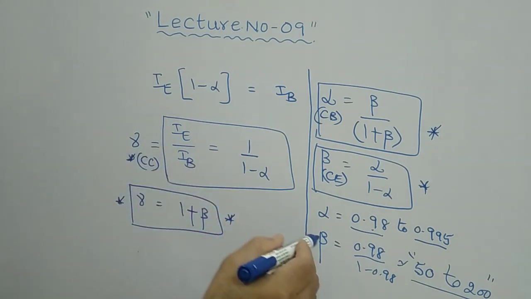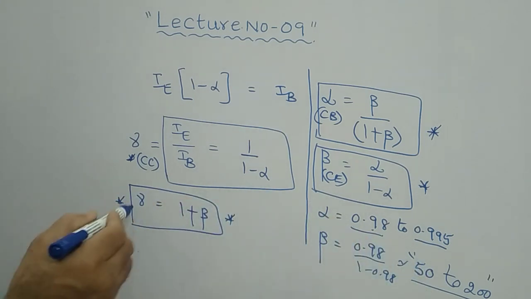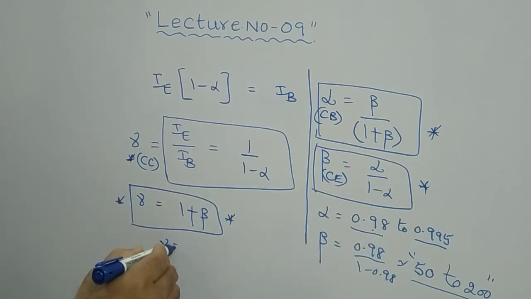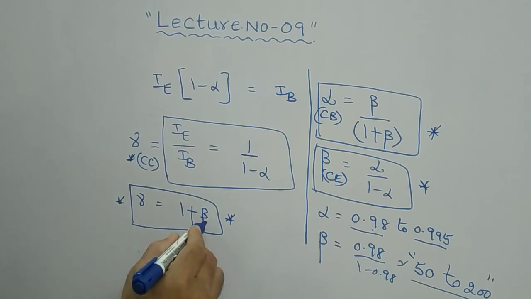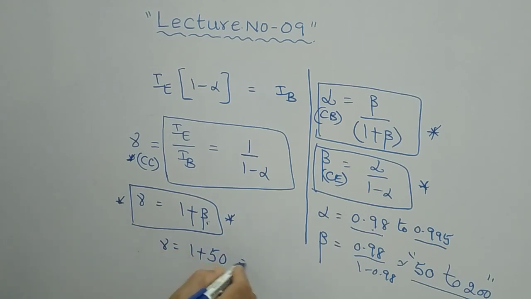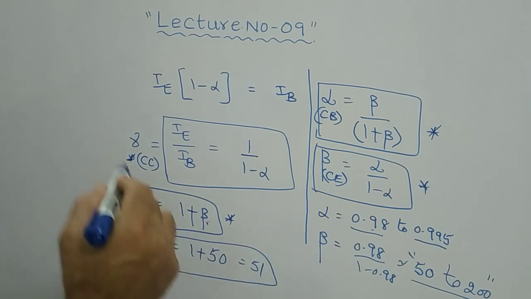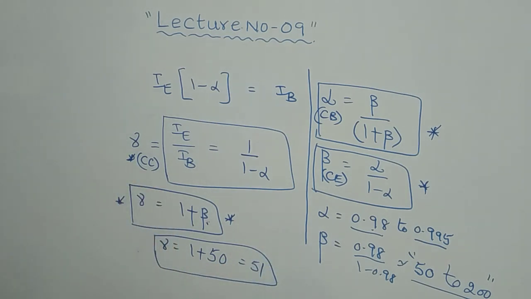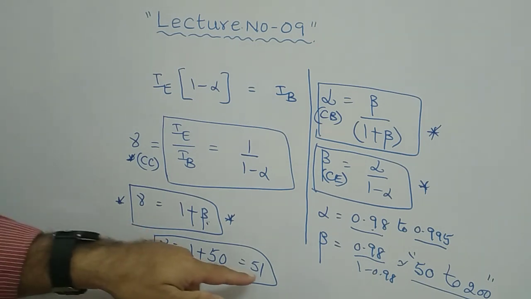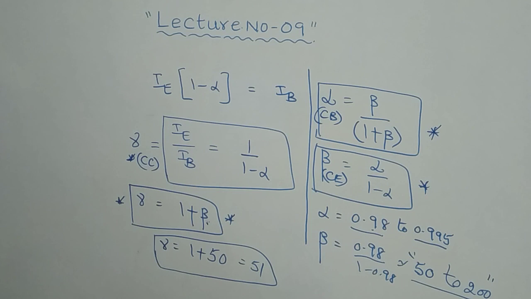Now consider the beta value as 50 as a minimum value. Substitute this minimum value into gamma. Therefore, gamma is equal to 1 plus, for this beta, substitute the minimum value, so it is 51. Means that still the current gain in the CC configuration varies from 51. The current gain is more.